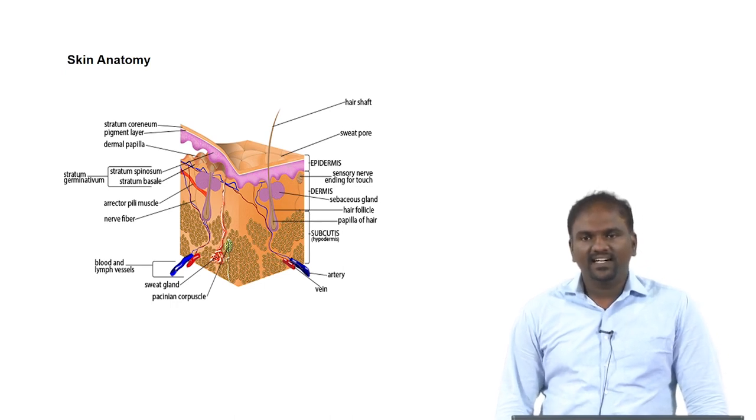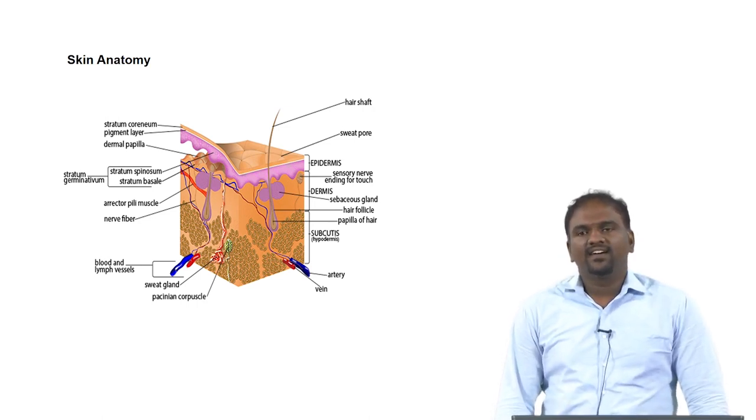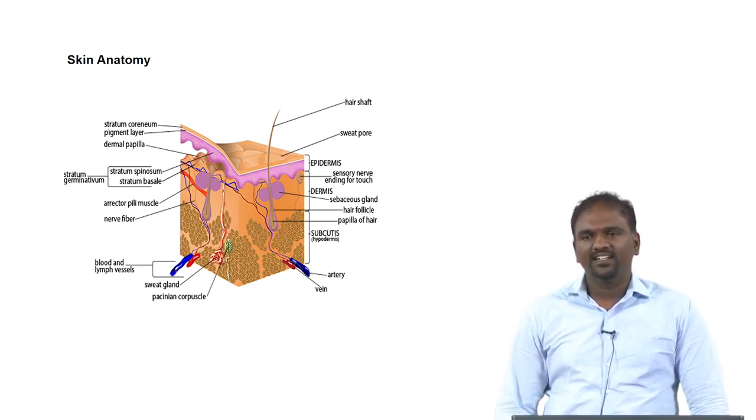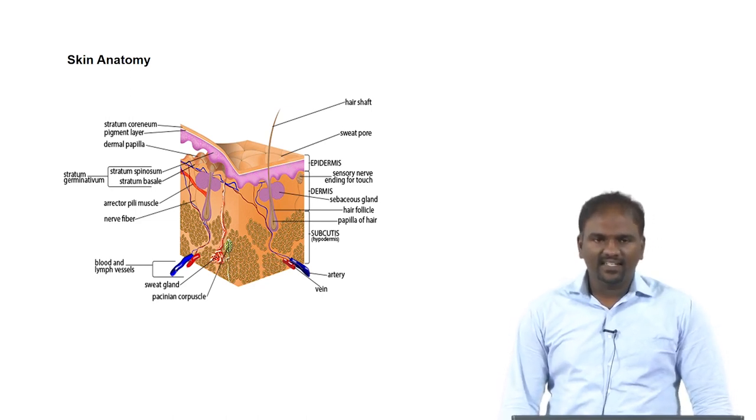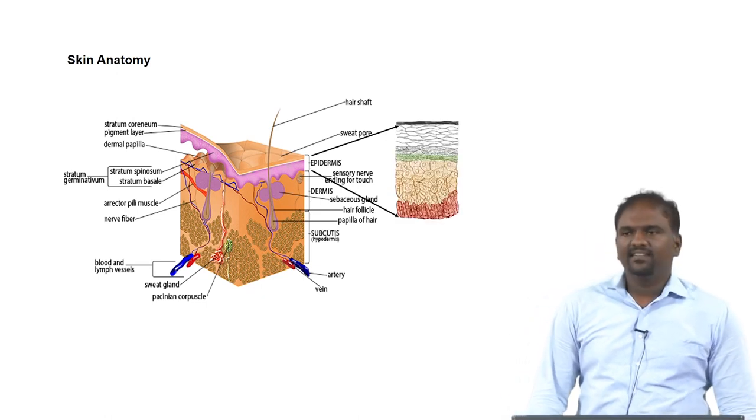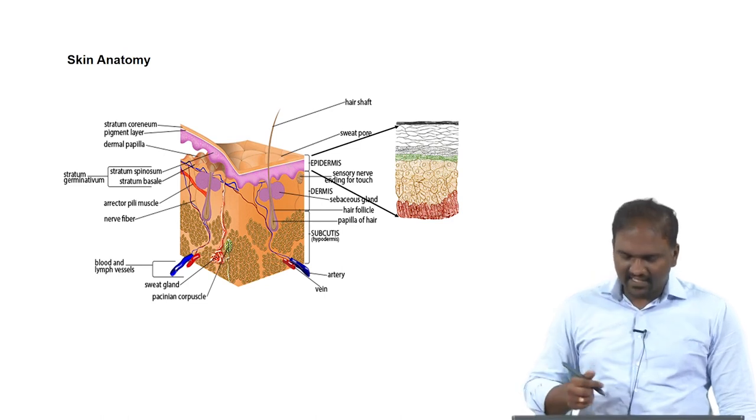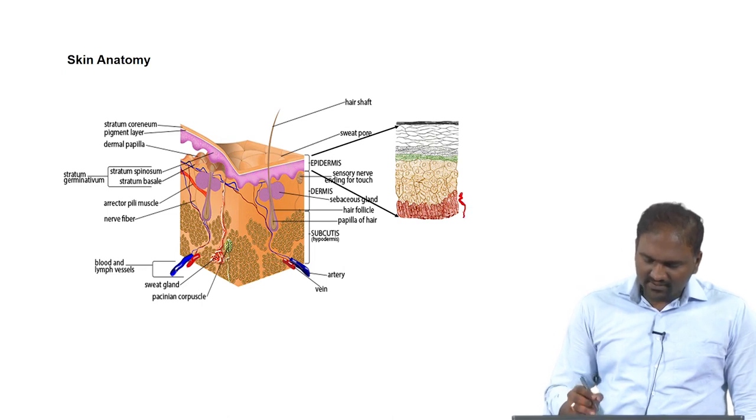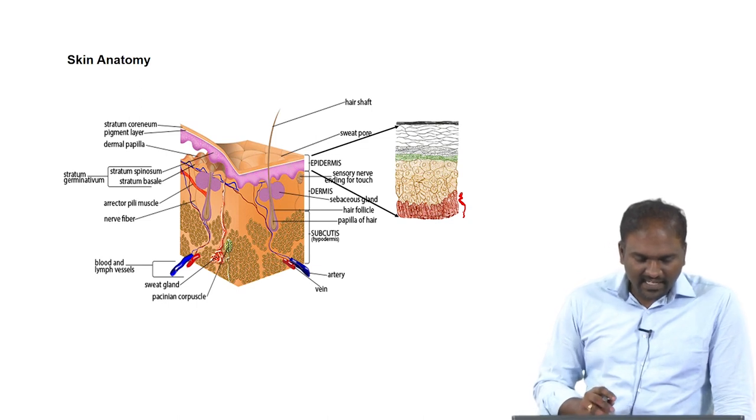And we have the nerve conducts, which are responsible for sensation. And we have blood vessels for transport of nutrients and other things from the subcutaneous part to the dermis, and further from the dermis to the epidermis part. So we have the epidermis, and the epidermis has various layers. The first layer contains epithelial cells, and this is called stratum basale.